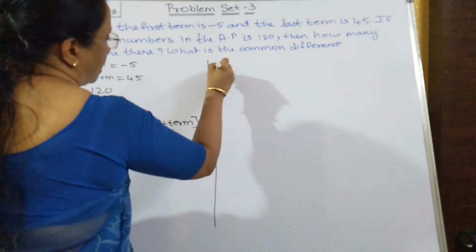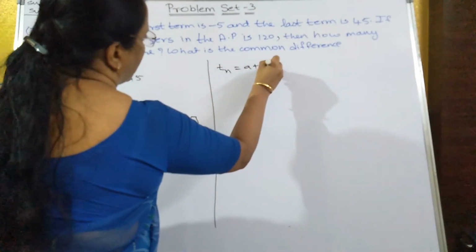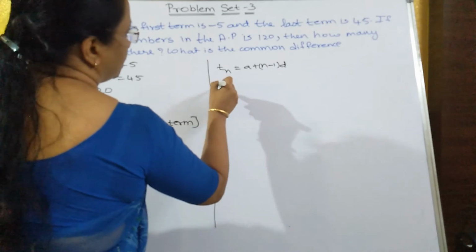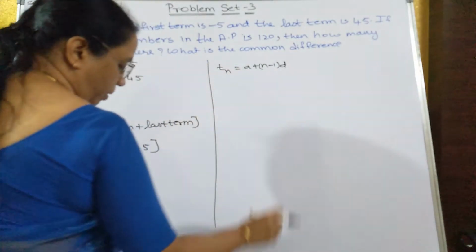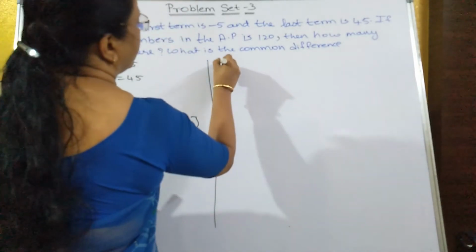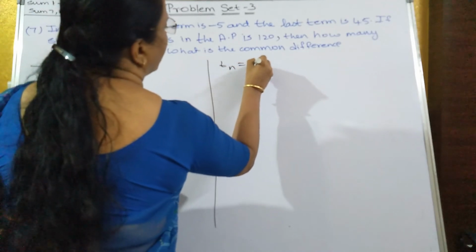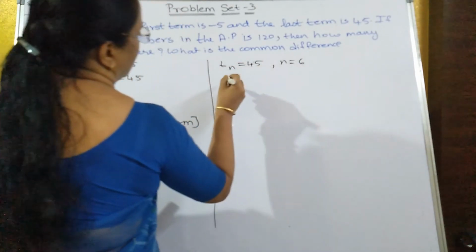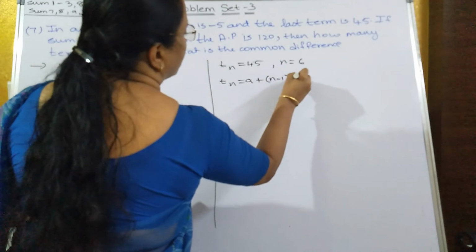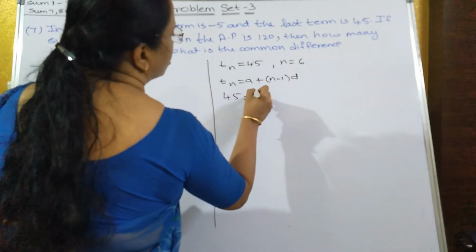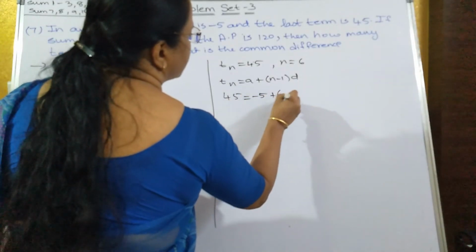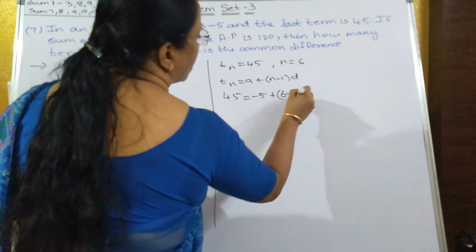Now Tn is equal to a plus n minus 1 into d. Tn is equal to how much? The last term we know already. Tn is equal to 45, and n we had got equal to 6. So Tn is equal to a plus n minus 1 into d. That is 45 is equal to a is equal to how much? Minus 5. Minus 5 plus n we have got 6 minus 1 into d.